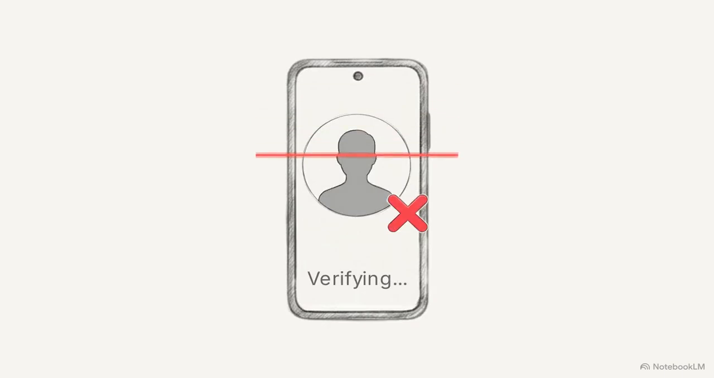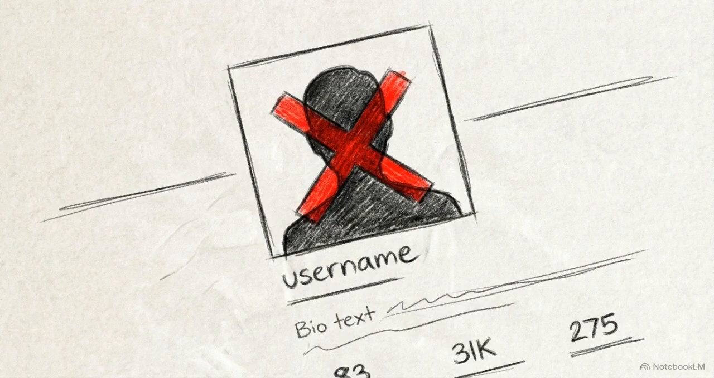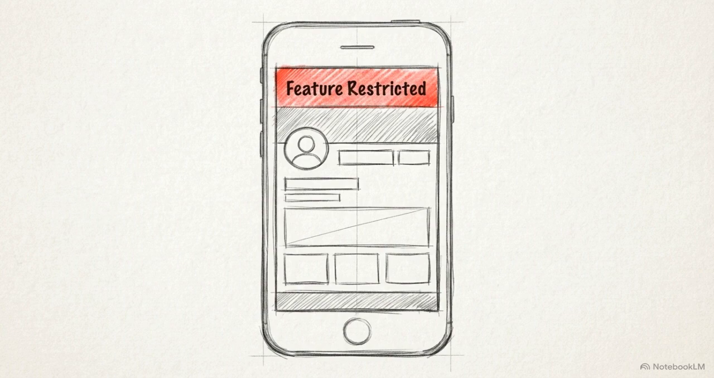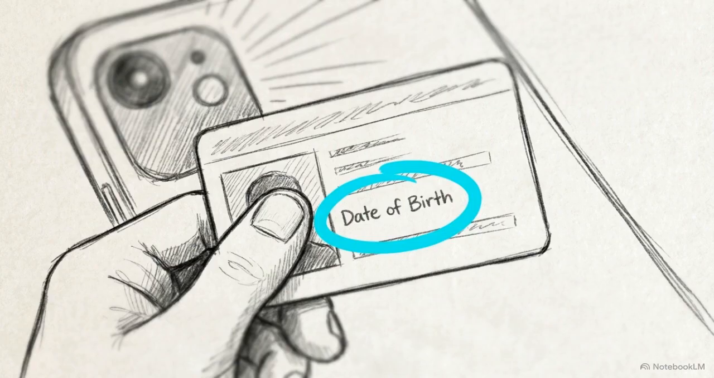Successfully going live requires your account to be authorized by the platform before you attempt to navigate the interface. If you registered your account today, you cannot stream. The system automatically restricts brand new profiles from accessing the live infrastructure. To access the feature, you must meet a strict age gate. You have to be at least 18 years old to initiate a broadcast.